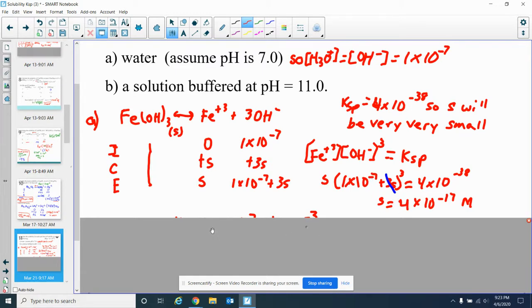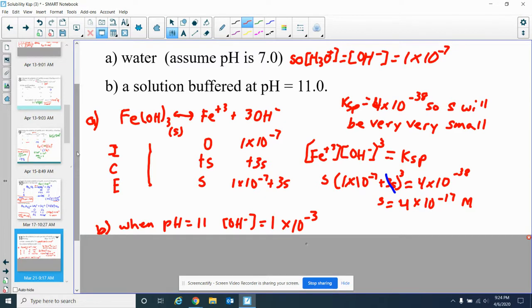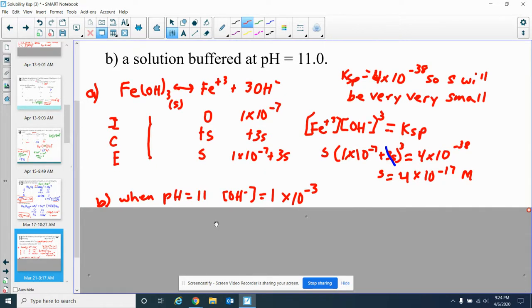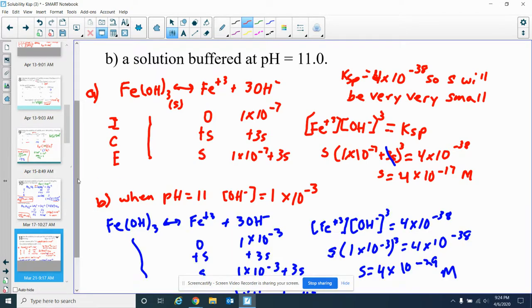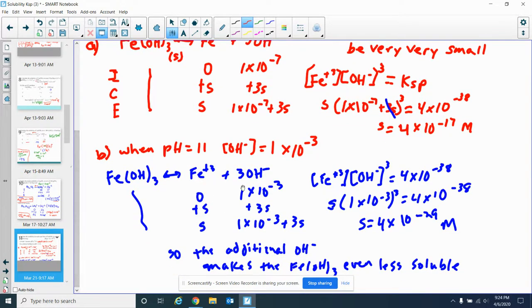Okay, now let's see what happens in a pH of 11. When pH is 11, that means pOH is 3, and then the OH minus concentration would be 1 times 10 to the minus 3rd. So now I'm going to do the exact same setup, but now I have a higher concentration of OH minus to begin with, and still plugging in plus S, plus 3S, S, and then 1 times 10 to the minus 3rd plus 3S. I definitely can ignore the plus 3S here.